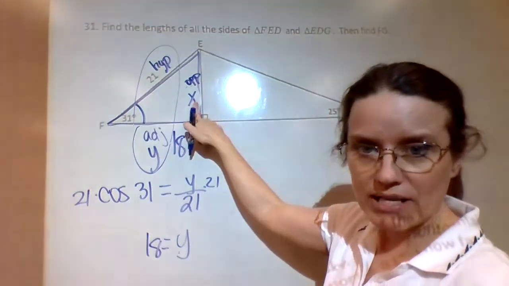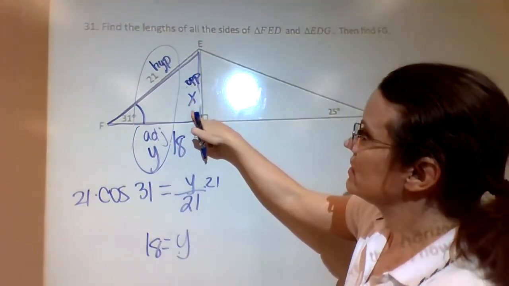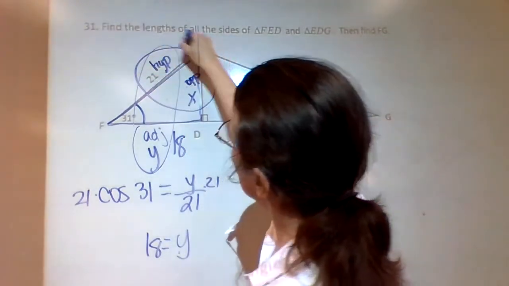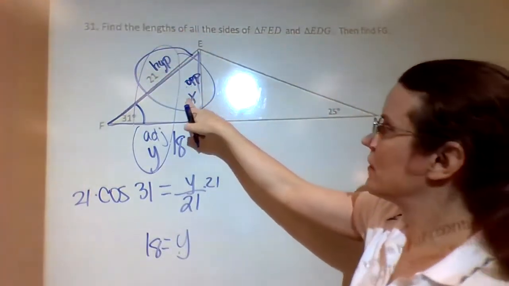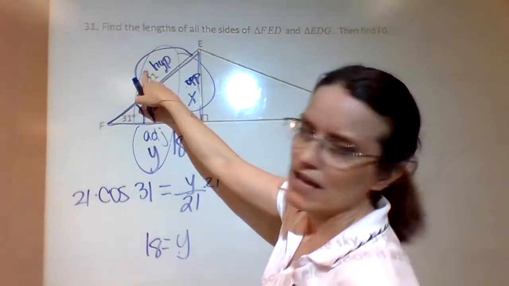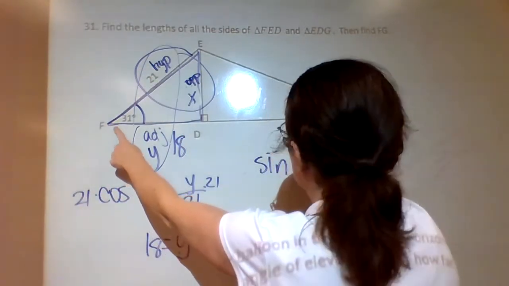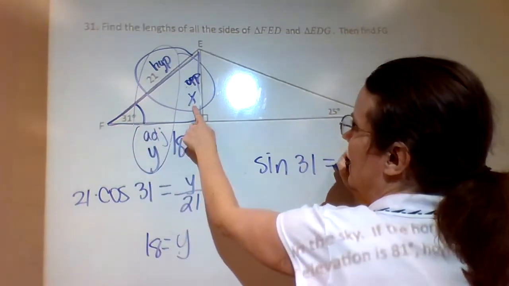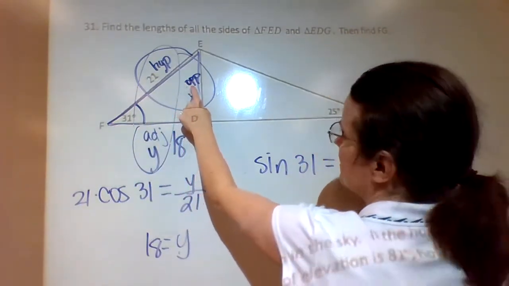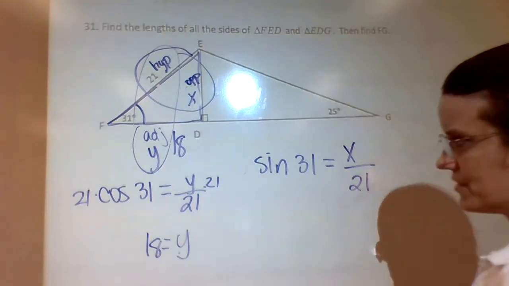Okay. Now I need to find this side. So I'm going to use the piece I know with a piece I don't know. So if I'm using opposite and hypotenuse, that's going to be sine. So I will do the sine of my 31-degree angle, and that's going to involve my opposite over my hypotenuse.